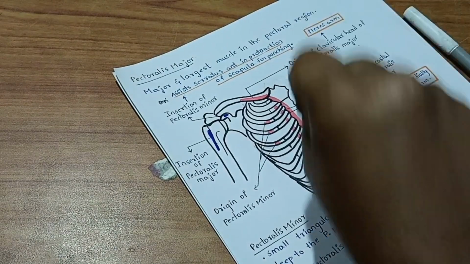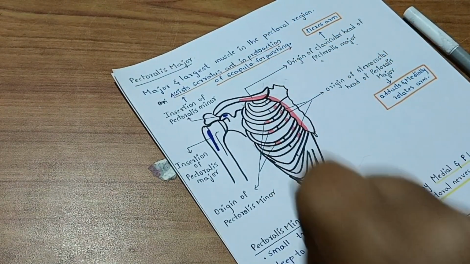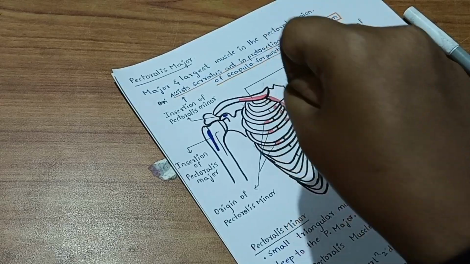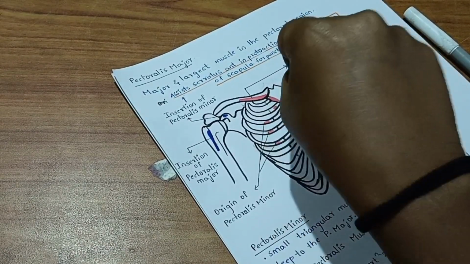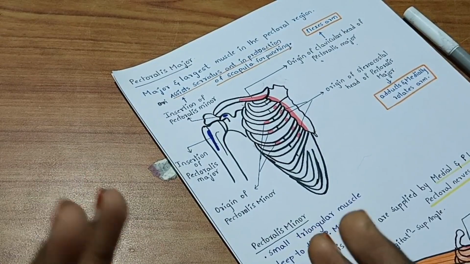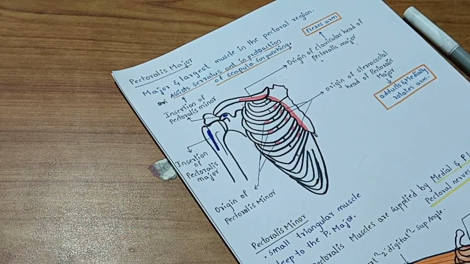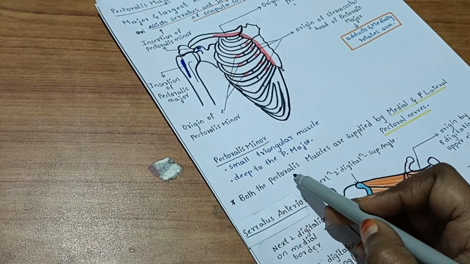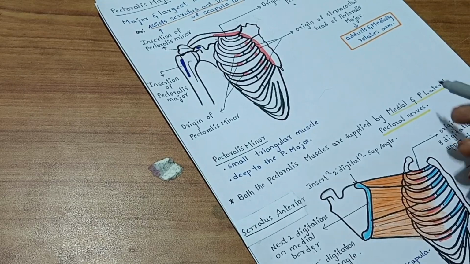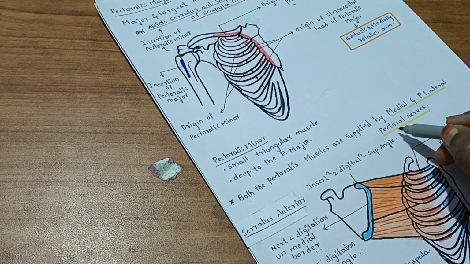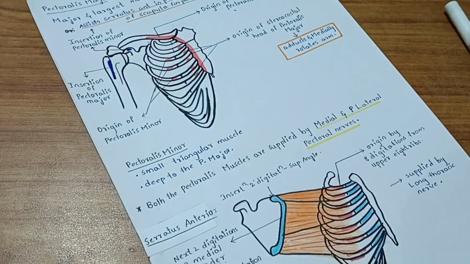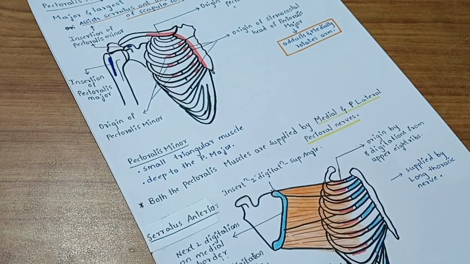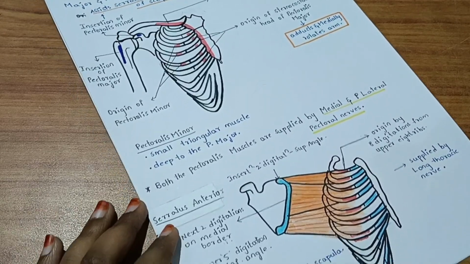See, this is the punching, right? We are pushing our hand forward, away from our body, for the punching action. So this action is done by serratus anterior, which is assisted by pectoralis minor. Yes. Now both pectoralis major and pectoralis minor are supplied by the medial and lateral pectoral nerves. These are nerves of the brachial plexus. We will discuss them in a future lecture.